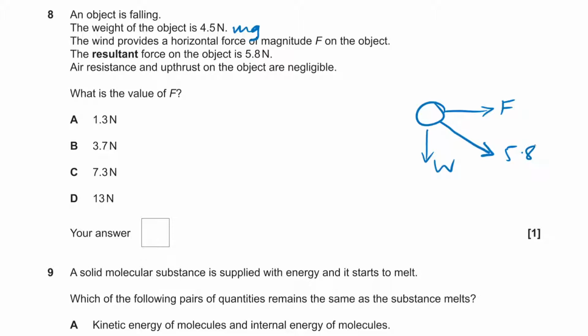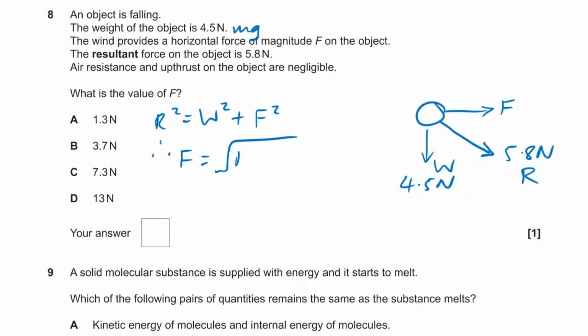So that's 5.8 newtons. And we are given the weight of 4.5 newtons. So therefore, we're just going to use Pythagoras. I'm just going to call that R. We know that R squared is equal to the weight squared plus that force squared. Therefore, F is going to be equal to the square root of R squared minus the weight squared.